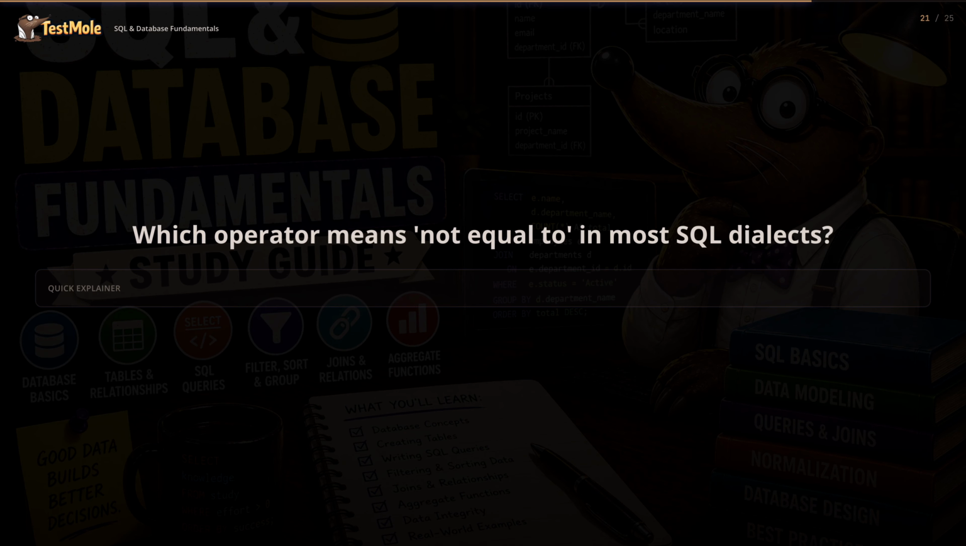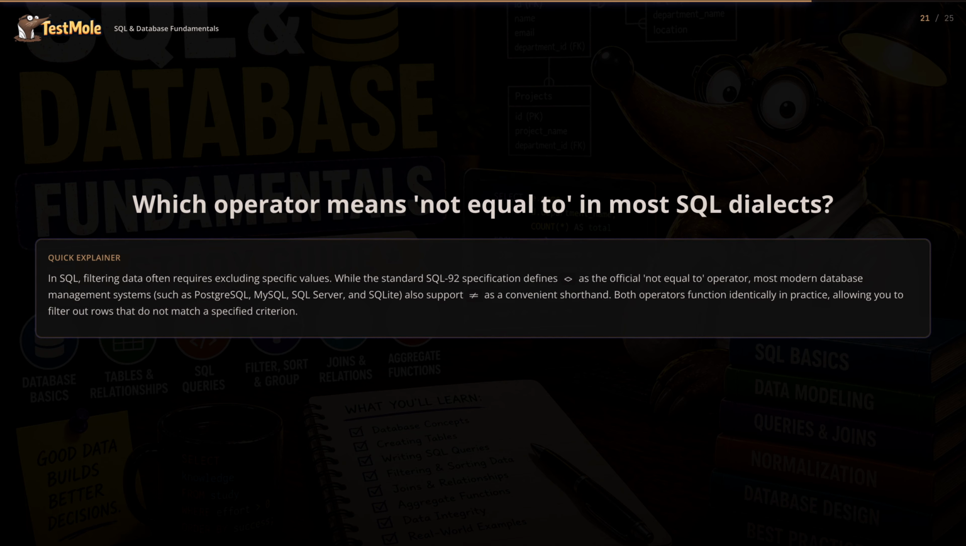Which operator means not equal to in most SQL dialects? In SQL, filtering data often requires excluding specific values. While the standard SQL 92 specification defines <> as the official not equal to operator, most modern database management systems, such as PostgreSQL, MySQL, SQL Server, and SQLite, also support != as a convenient shorthand. Both operators function identically in practice, allowing you to filter out rows that do not match a specified criterion.